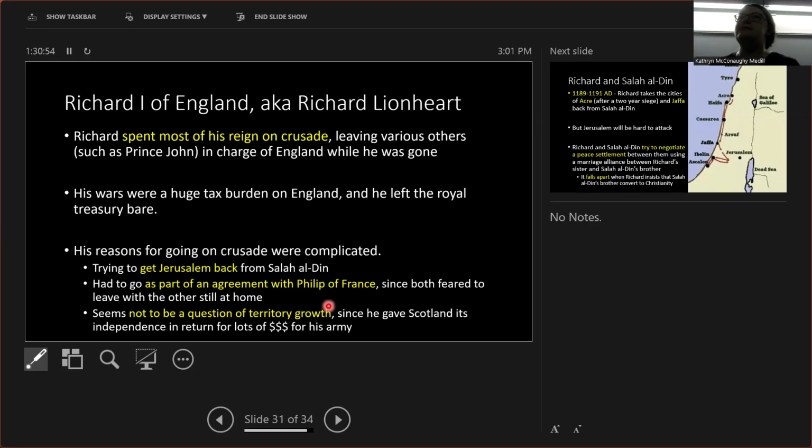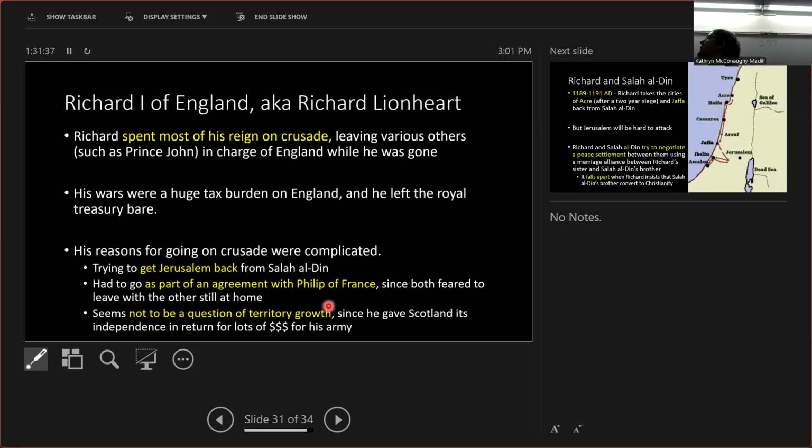Richard was a very interesting guy. He actually spent most of his reign on crusade, leaving various other people like Prince John in charge of England while he was gone. This does not seem to have been a great plan, but whatever. His wars were a famously terrible tax burden on England. He just kept writing back and being like, I need more money for my army to continue the crusade. And so England went into a serious financial depression because the tax collectors just kept going around again and getting more stuff from people. And so he just bankrupted the entire country while doing his crusades.